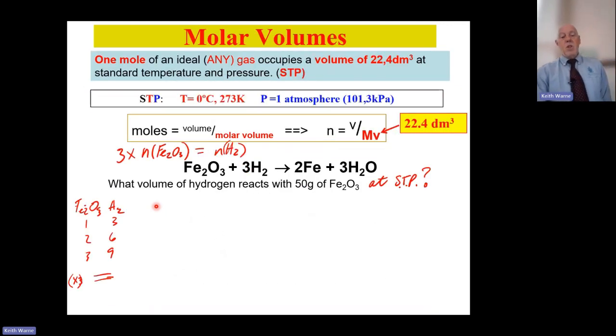Now, obviously, you need to know what standard temperature and pressure are. Well, standard temperature is 0 degrees Celsius or 273 Kelvin. Standard pressure is 1 atmosphere or 101.3 kilopascal. The actual values you can use from your data sheet. If you need them, they'll be given to you in your exam paper. We've got a little formula then, which comes from that statement: number of moles is volume over molar volume, and the molar volume is always 22.4.